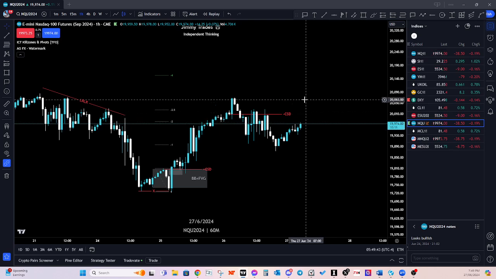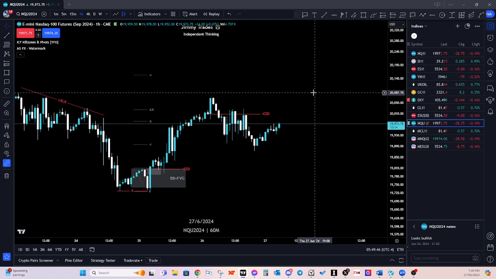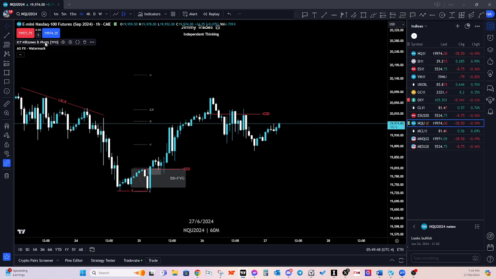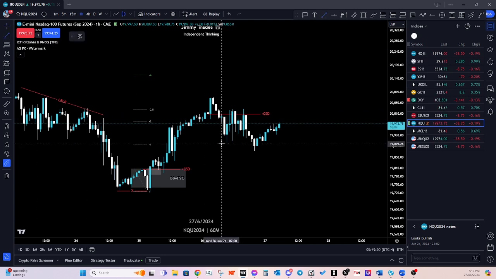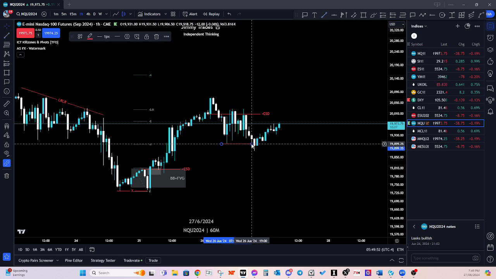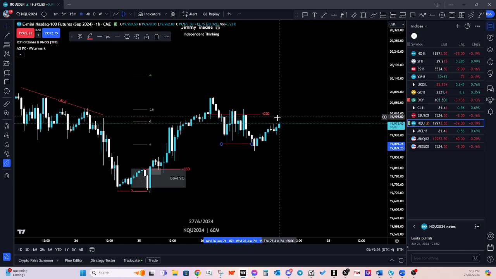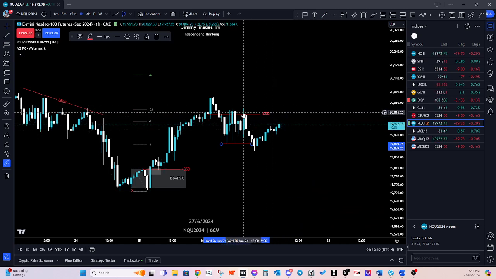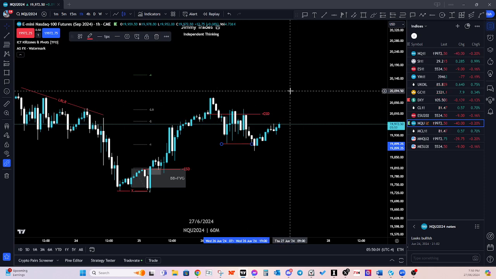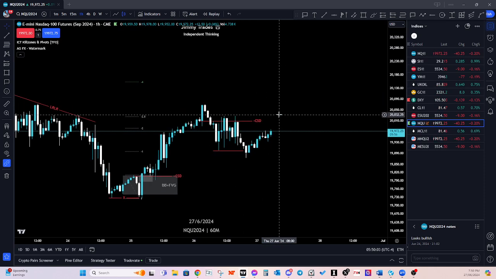And hopefully by then price has given us its true direction. Got a sweep of the hourly low here. If we can get a push up here, we might get a continuation breaker out of this candle. So we'll just have to wait and see what's happening there.